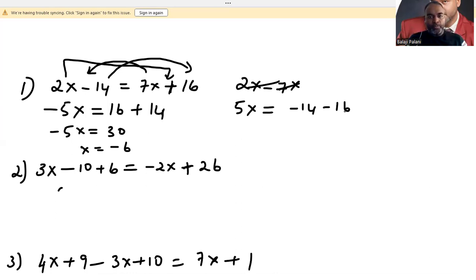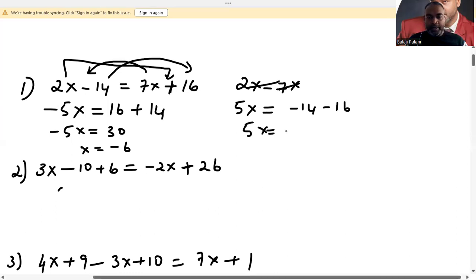5x will be on the right. Okay, so if you're bringing it to the left, it becomes minus 5x. Don't have it like that. Okay? So it'll be 5x is equal to minus 14 minus 16, which is minus 30. So x is equal to minus 6. In either case, the answer is not going to change.